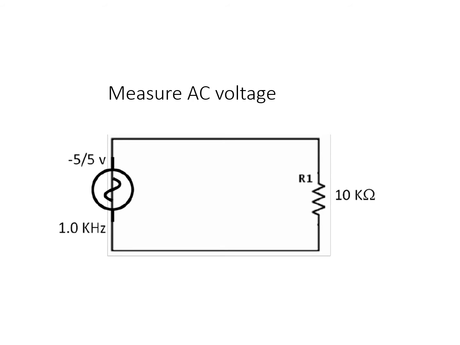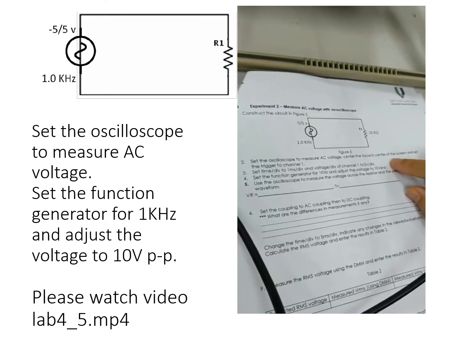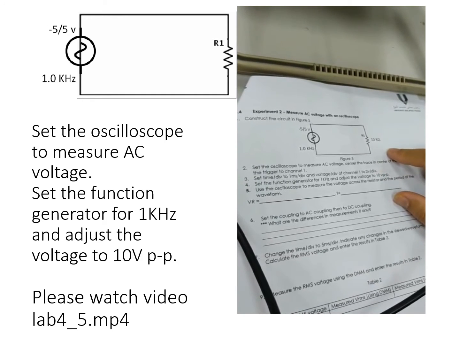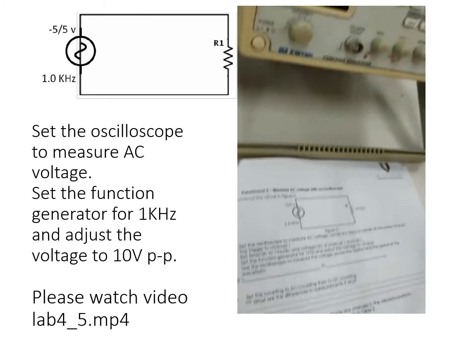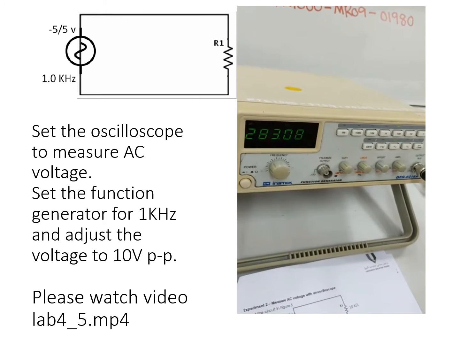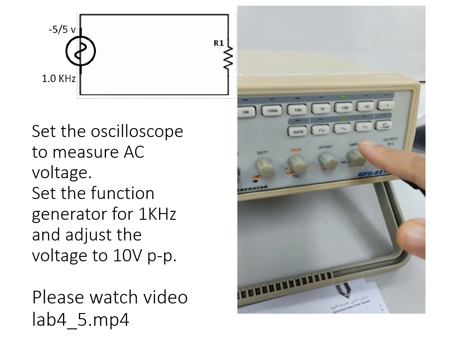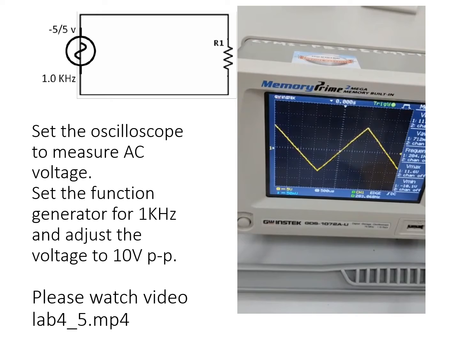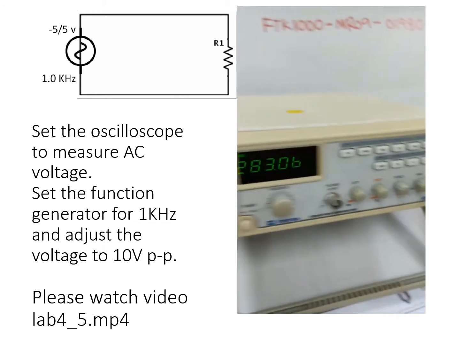AC voltage measurement using oscilloscope. Now we move to experiment 2, how to measure AC voltage using the oscilloscope. We need to use a function generator to generate the waveform. For example, here is a triangular waveform. You can see the output from the oscilloscope. We need to change to sinusoidal.